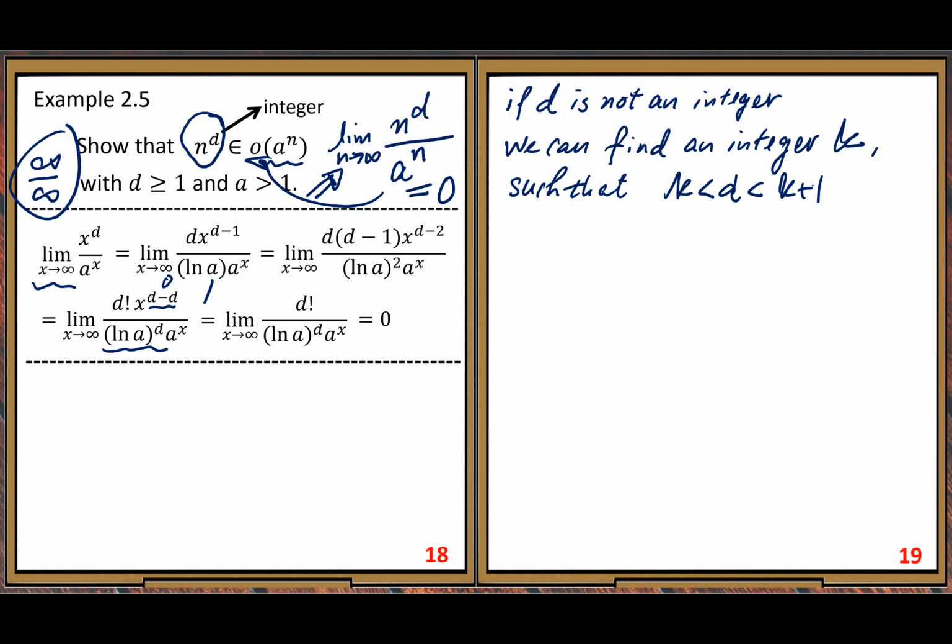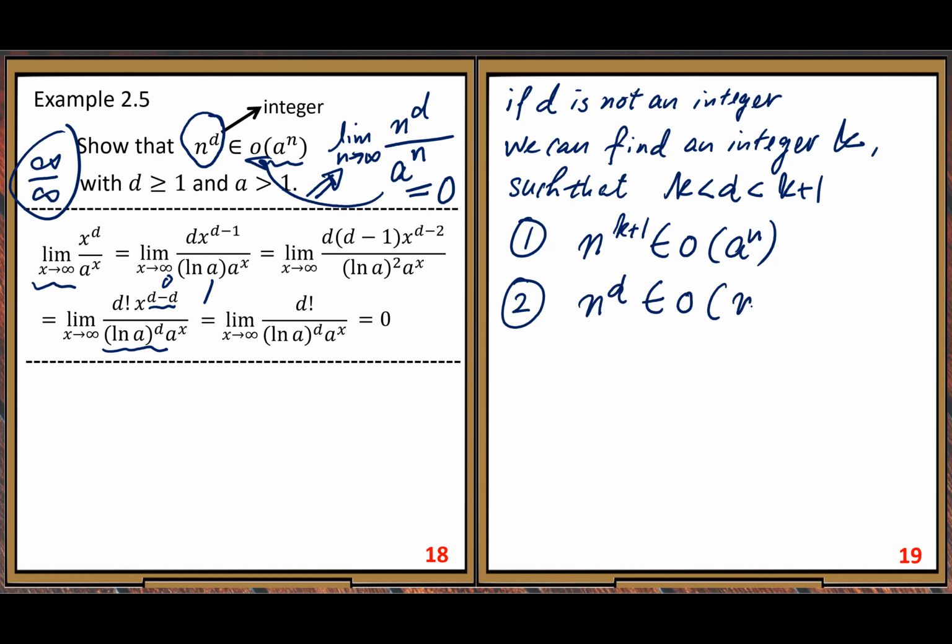Now we use these two results, we can get the answer. So one result, n to the k plus 1 is in big O of a to the n. That's just our integer version of this question, k plus 1. Second result, can you see n to the d belongs to big O of n to the k plus 1? Can you see that? To see that, it's very easy.